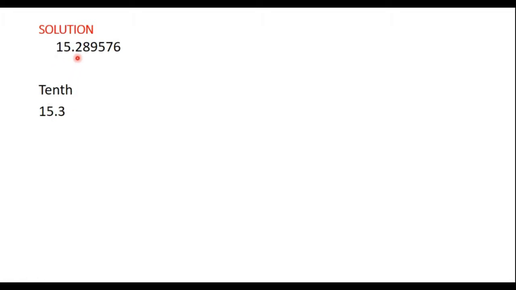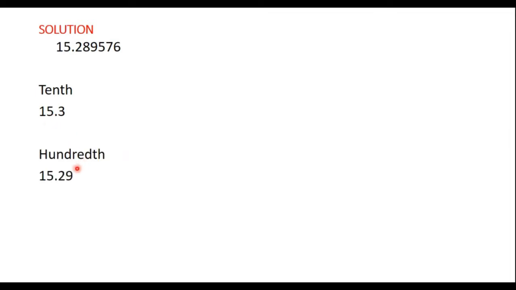The number in the position of the first decimal place, or the tenth, is 2. Then we look at the number after 2. The number after 2 is 8. We said that if that number is 5 or above, we are going to add 1 to the number in question. The number in question here is 2. So if you add 1 to it, you are going to get 3. So when you round this to the nearest tenth, you are going to get 15.3.